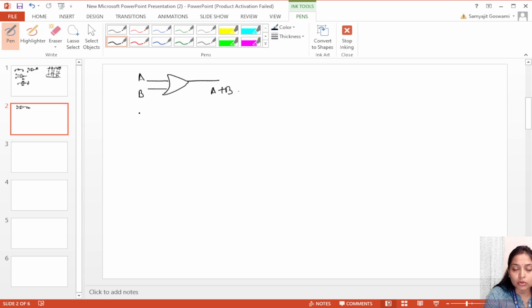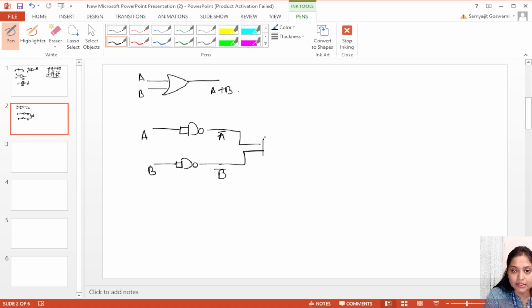Now we have to represent this OR gate by using NAND gates only. I have already said that we cannot give A bar directly. So this is A bar, then B passes through a NOT gate represented as a NAND gate. This is B bar. After this, we pass these to another NAND gate. It will come A bar dot B bar whole bar.